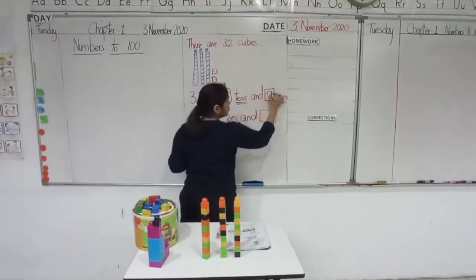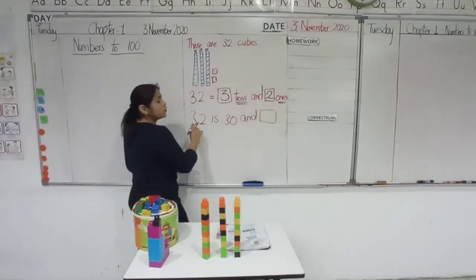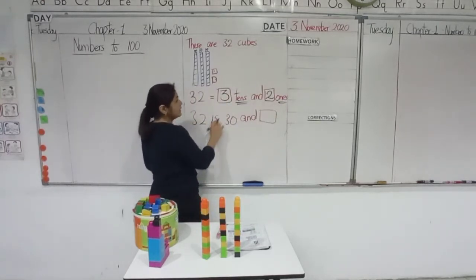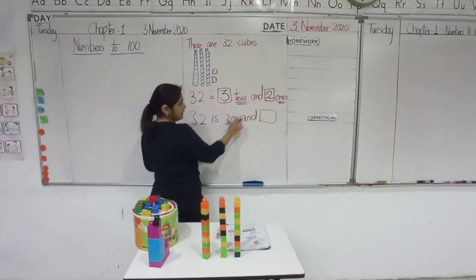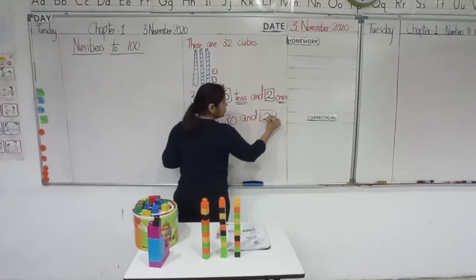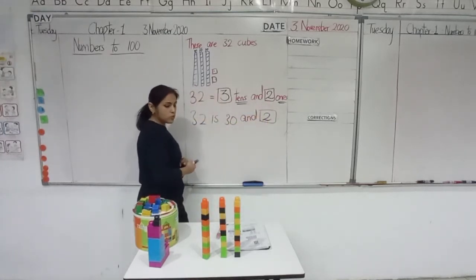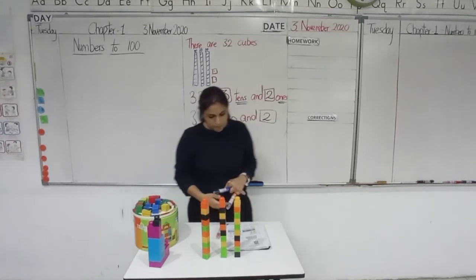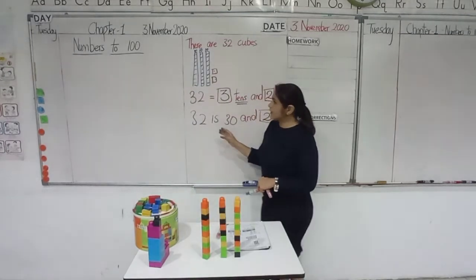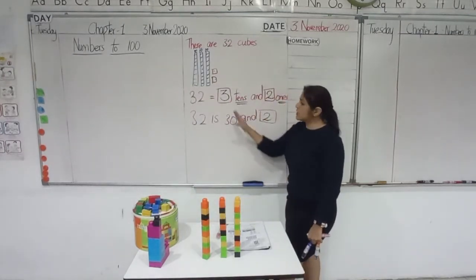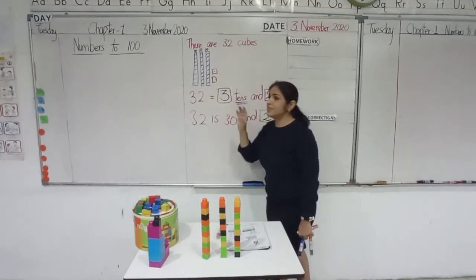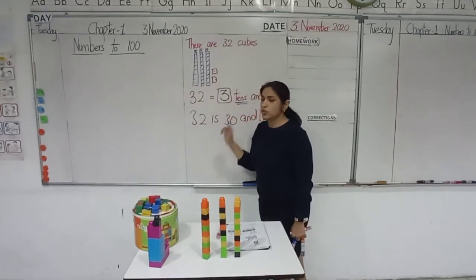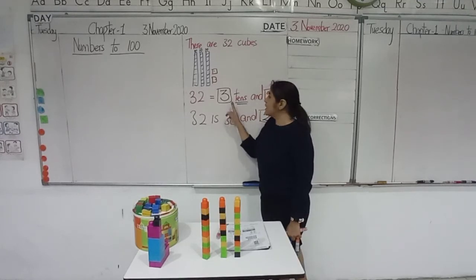Very good. There are 2 ones. So 32 is 3 tens, which is 30, and 2 makes 32. Write this quickly, please. There's nothing much to copy. You just need to fill in the box. 3 tens. Say and write. You've got to repeat and write.